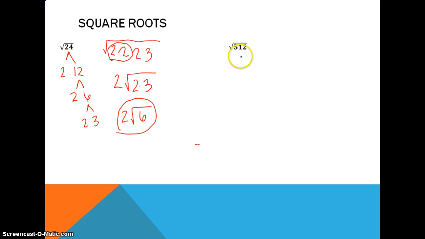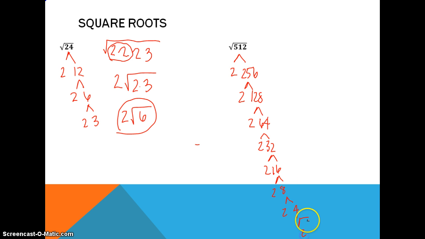Alright, square root of 512, we're going to do the same thing. We're going to do our factorization of 512. So in 512 we have 2 and 256. 256 becomes 2 and 128. 128 becomes 2 and 64. 64 becomes 2 and 32. 32 is 2 and 16. 16 is 2 and 8. 8 is 2 and 4. And 4 is 2 and 2.